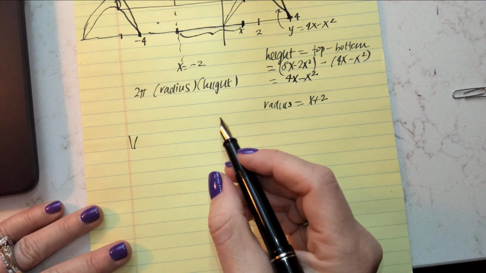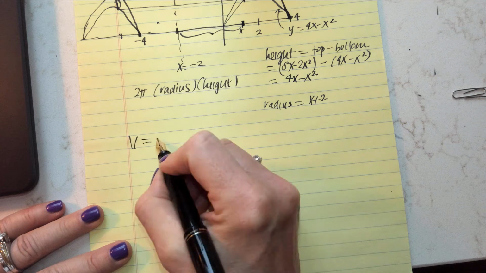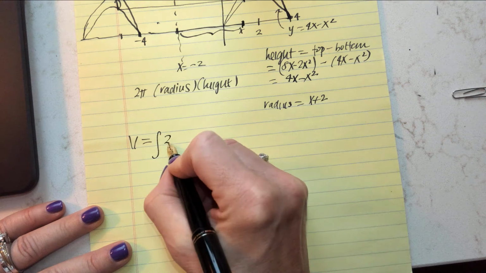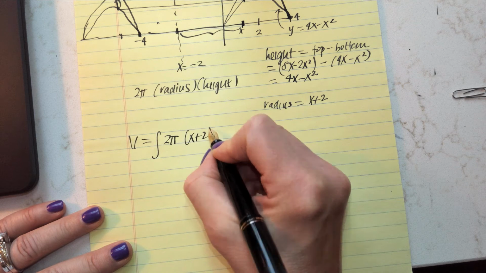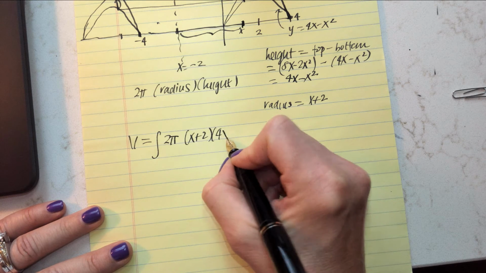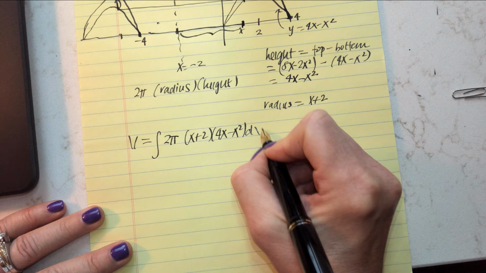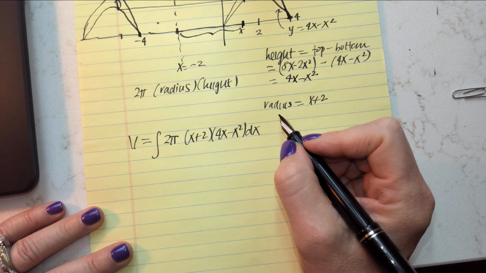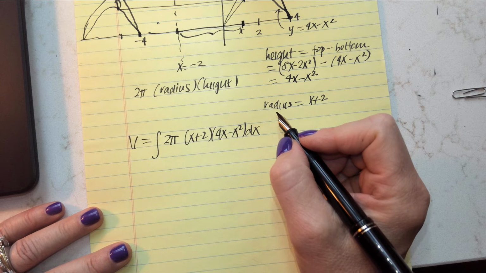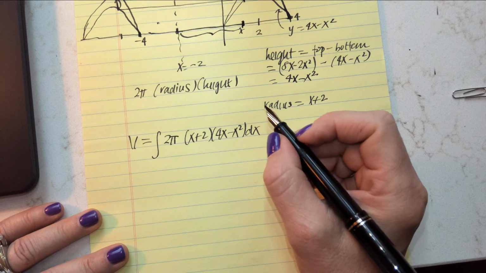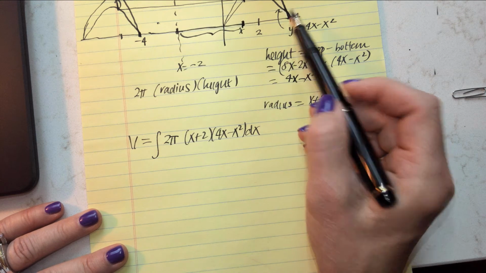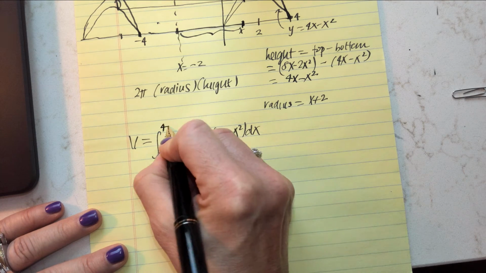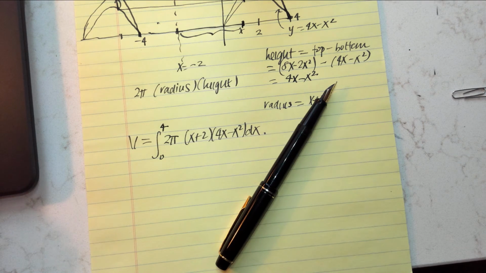So what's the volume going to be? The volume is you're going to integrate 2 pi radius times height. So 2 pi times (x plus 2) times (4x minus x squared) dx, and we're going to integrate from what to what along the x-axis? We're going to integrate from 0 to 4. And that's it. I'll go ahead and let you guys finish it.